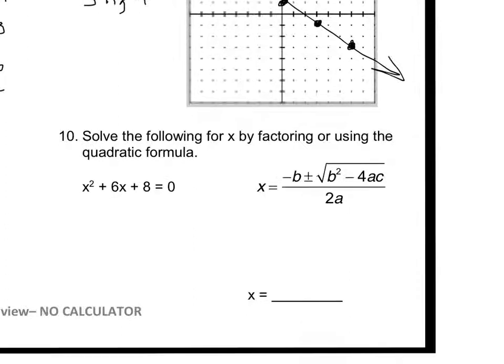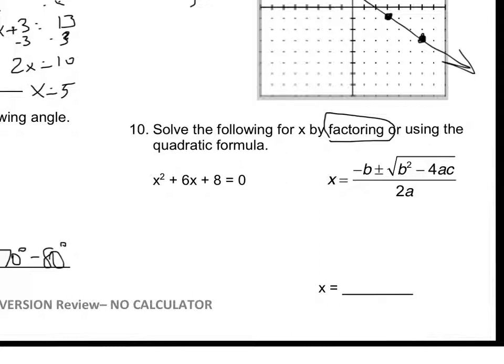Last one, solve the following for x by factoring or using the quadratic formula. Factoring is always going to be a little easier if it is factorable. Okay? So the way we think of how to factor is, I find two numbers that multiply to c, in this case, which is 8, and add to b, which is 6. So two numbers that do that are 4 and 2.